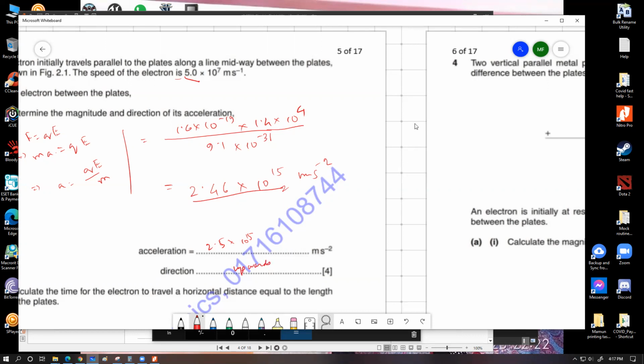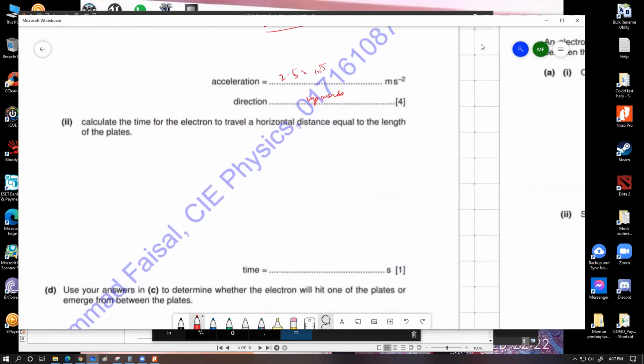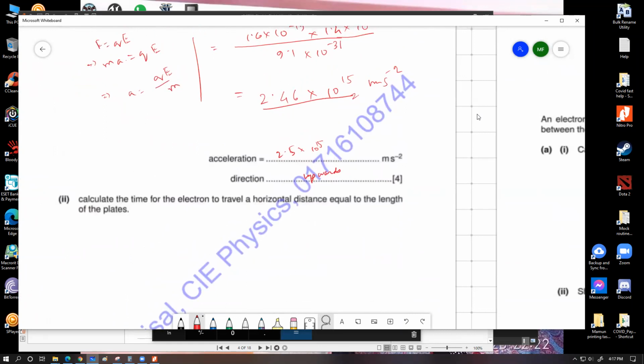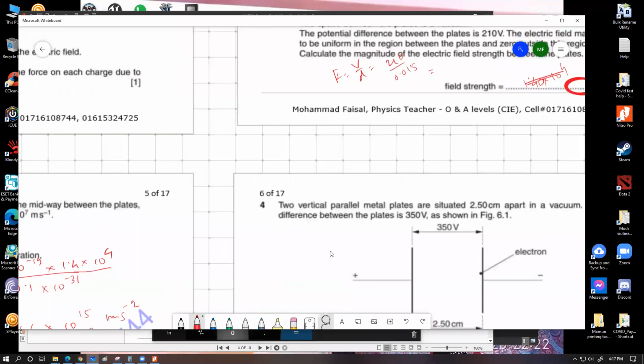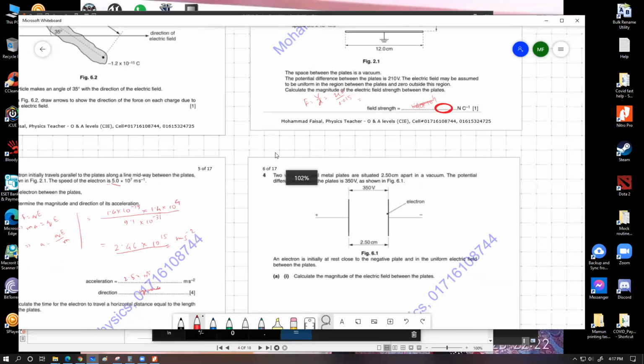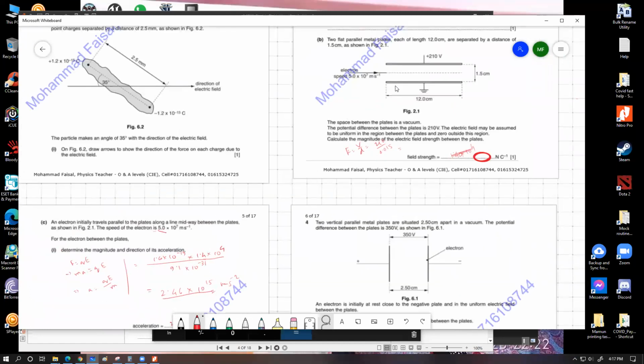So এটা গেল। এরপর কোশ্চেন নাম্বারটা দেখি। Calculate the time for the electron to travel a horizontal distance equal to the length of the plates. এটা খুব simple. The electron is coming in with a horizontal speed of this much. There is a distance of 4 centimeter.